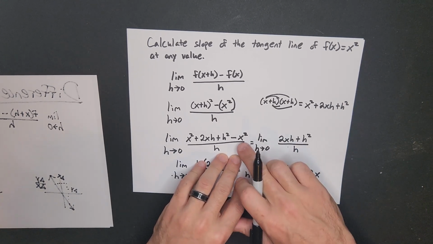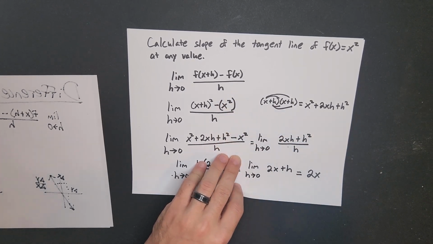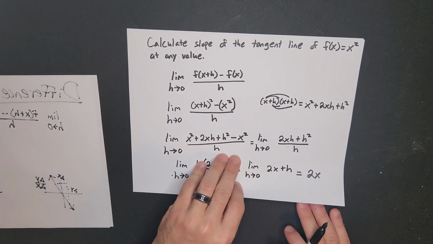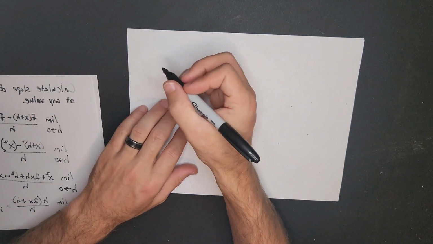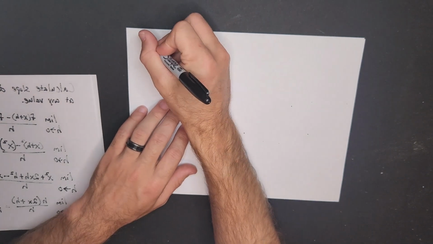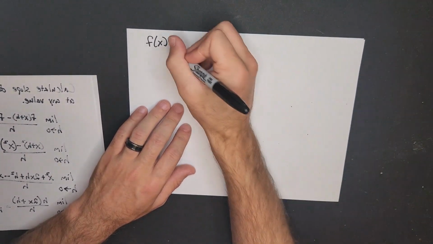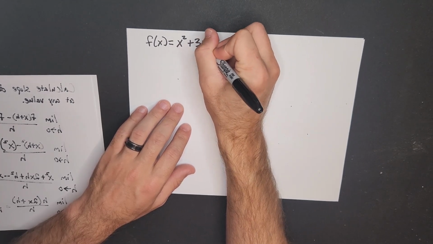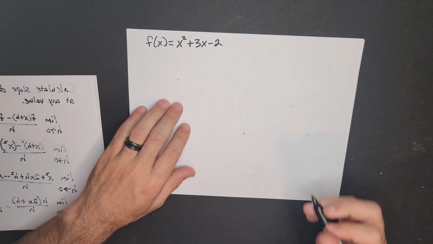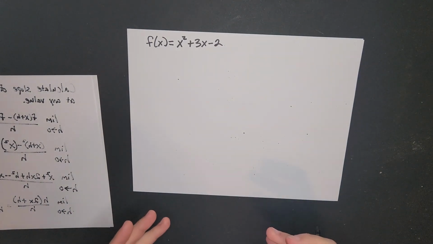So let me show you an example where we have to be careful of these parentheses, okay? Because those are going to be kind of messy when we start getting a little more into this problem. So same instructions, but this time we're going to let f of x be equal to x squared plus 3x minus 2. Okay, we're going to make this a little bit more complicated. So still a quadratic, but this one's going to look a little bit different.